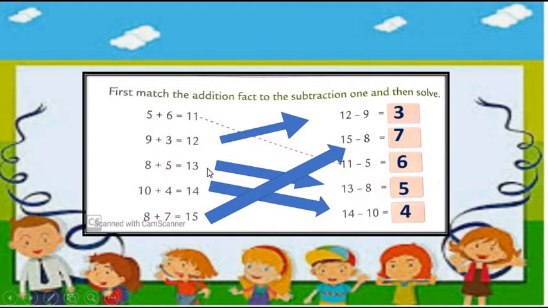8 plus 5 is equal to 13. Here we have 13 minus 8. 13 minus 8 is equal to 5. So we can say that 8 plus 5 is equal to 13 is the same as 13 minus 8 is equal to 5. 10 plus 4 is equal to 14 is the same as 14 minus 10 is equal to 4. 8 plus 7 is equal to 15 is the same as 15 minus 8 is equal to 7.